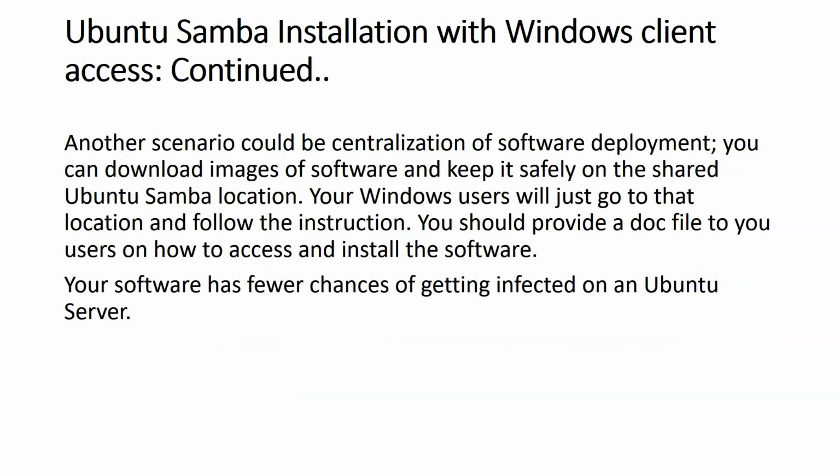Another scenario could be centralization of software deployment. You can download images of software that you need and keep them safely on the shared Ubuntu Samba location. Your Windows users will just go to that location and follow the instructions. You should provide a doc file to your users on how to access and install the software. Your software has fewer chances of getting infected on an Ubuntu server.